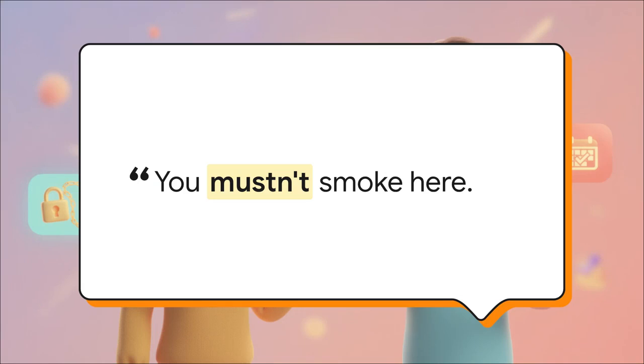Let's look at mustn't first. Imagine someone standing next to a no smoking sign, looking quite alarmed. She says, you mustn't smoke here. This means smoking is strictly forbidden. It's against the rules. Basically, do not do it.